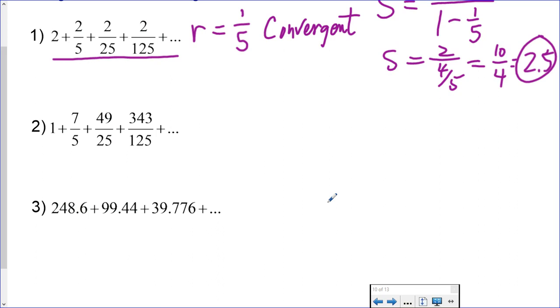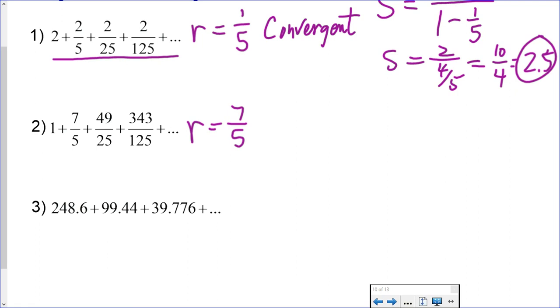So you need to first check, is it a geometric series? Which once again means, am I multiplying something to get the next term? So 1 times what is 7/5? Well, that one's pretty easy, right? It'd have to be 7/5. 7/5 times 7/5, yep, that's 49/25, and then 7/5 times this, we get that answer.